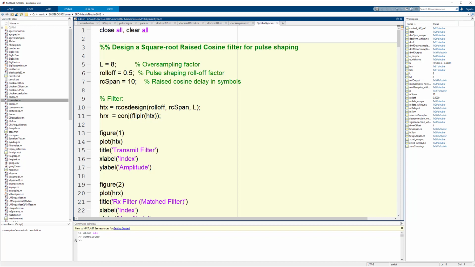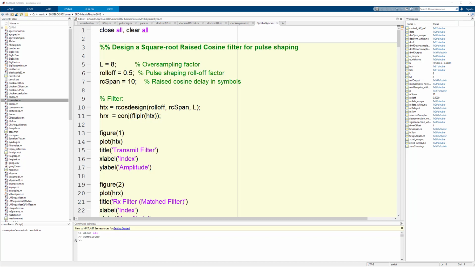In the Matlab program, let's first design a square root raised cosine filter for pulse shaping. The raised cosine has an oversampling factor of 8, L equal to 8, with the rolloff factor beta equal to 0.5, and the span of the filter is 10 symbol periods. Therefore, altogether I will have 10 times 8 plus 1, 81 coefficients.